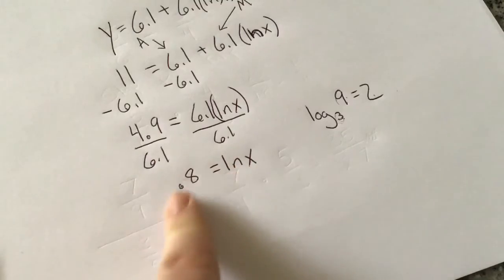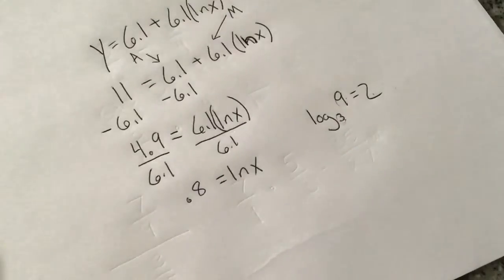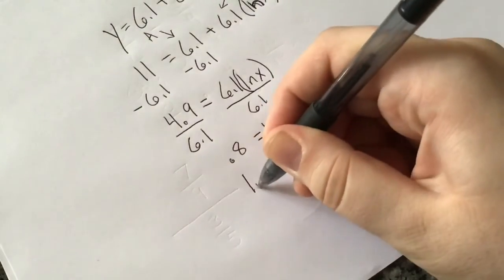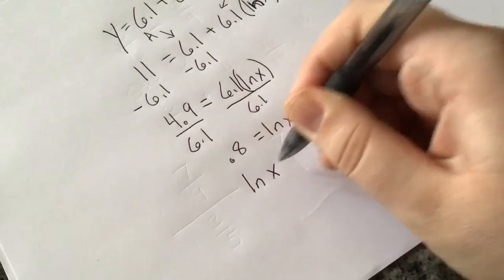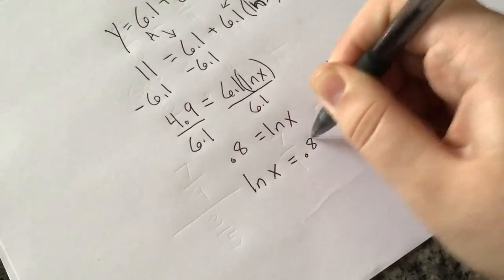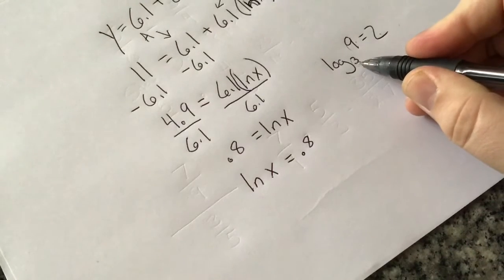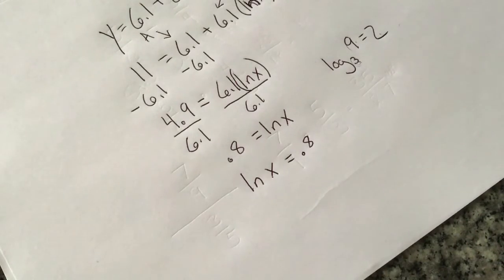What I'm going to do is rewrite this. I'm going to flip the sides of the equation to make it look a little more similar. The natural logarithm of x equals 0.8. But you may be saying, well, this logarithm down here, it has a base on it. It has that little number. It has a 3. The natural logarithm does too.